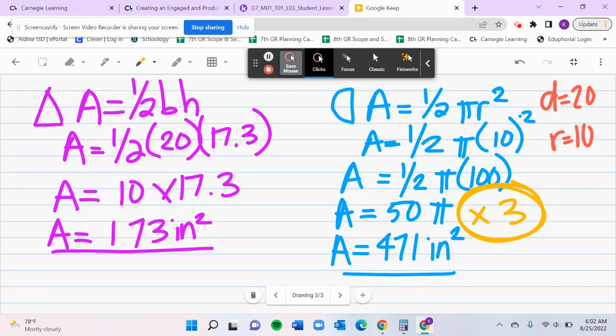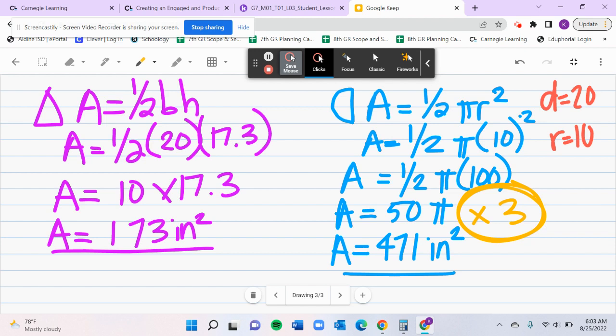Here my work is shown for the area of the triangle. You should have gotten 173 inches squared. And for the area of the semicircles, you should have gotten 471 inches squared. Notice how I got all the way up to 50 pi and then realized I have 3 semicircles, so at some point I'm going to need to multiply this by 3. So then when doing that, you should have gotten 471 inches squared.